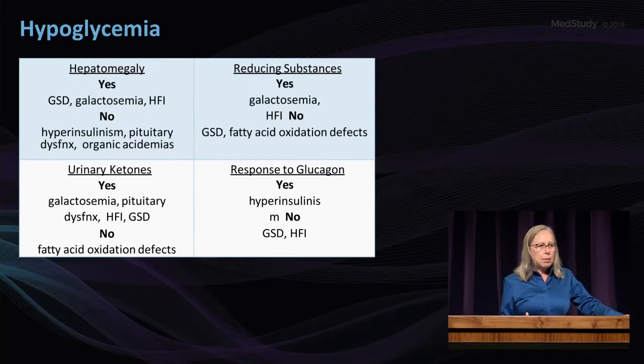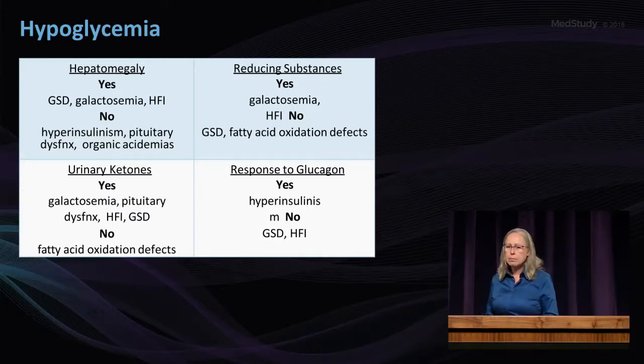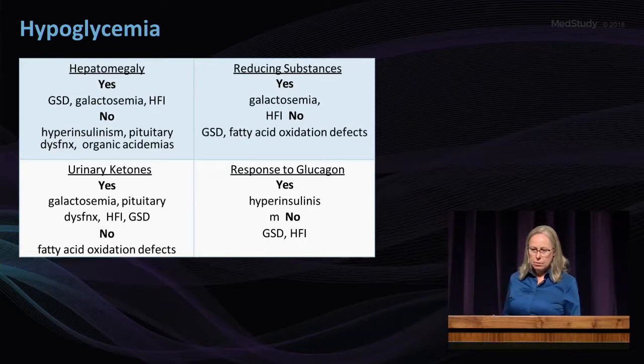All right. You will be asked at multiple points in your career and on exams about hypoglycemia. So this is my table. Everything in genetics is a 2x2 table. All right. So you will be given in every hypoglycemia scenario information about hepatomegaly, reducing substances, urinary ketones, and your response to glucagon.